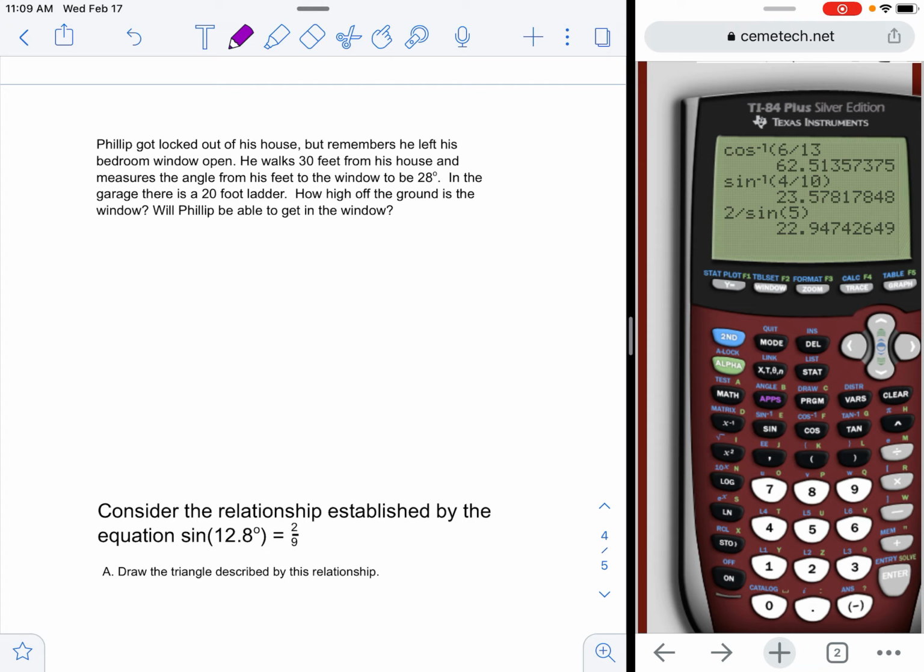All right, next one. Philip got locked out of his house, but remembers he left his bedroom window open. He walks 30 feet from the house and measures the angle from his feet to the window to be 28 degrees. In the garage, there's a 20-foot ladder. How high off the ground is the window? Will Philip be able to get into the window?